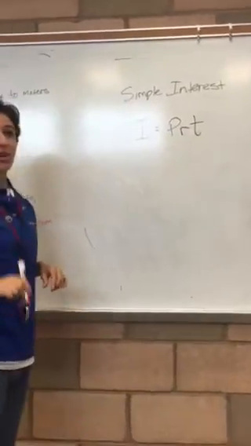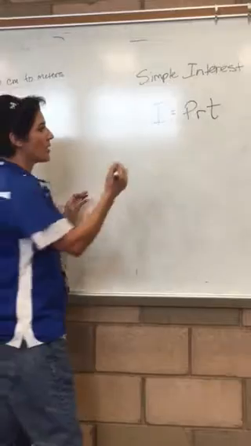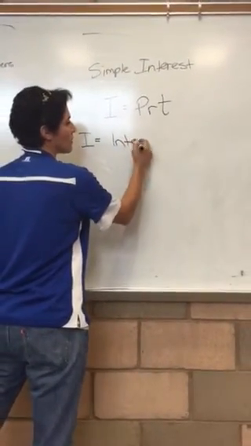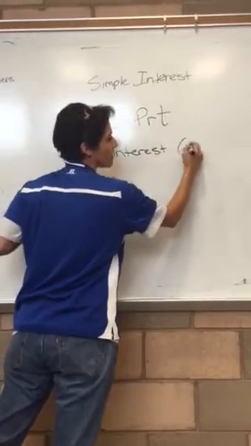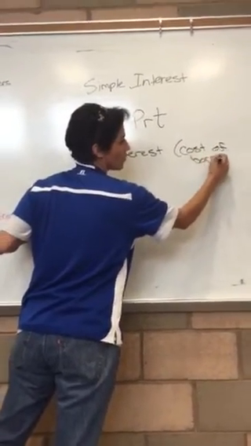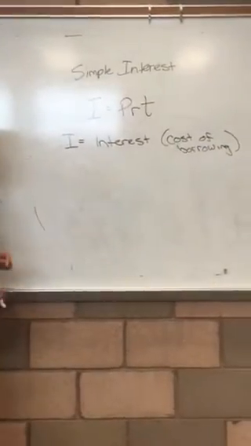Each of these letters represents a part of interest. The I stands for interest. That's the cost of borrowing, or the cost of somebody else borrowing from you. You can make money off of them. Somebody borrows money from you, charge them interest.